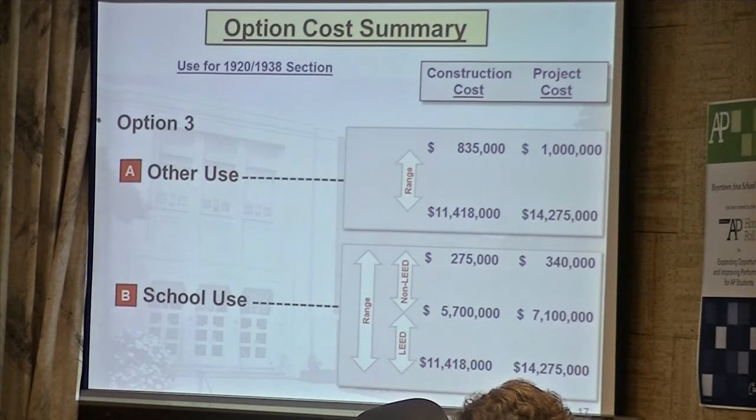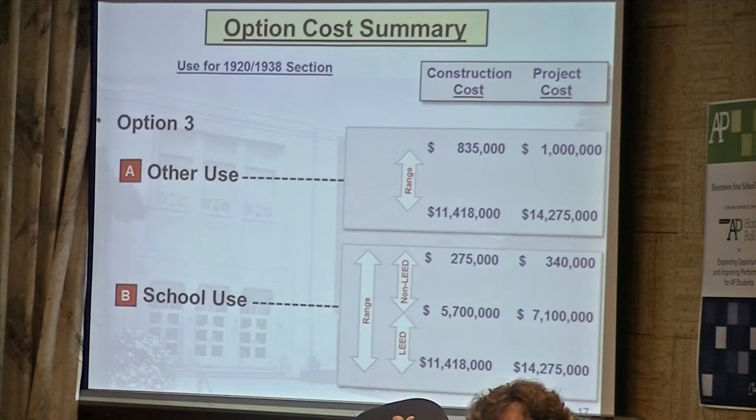For school use, you can see we did it as a non-lead and as a lead. To do a non-lead project, which would mainly get us into that firewall and separate utilities, it's $340,000 to $7 million. And if you did a lead project and kept going all the way to the full renovation, it takes you up to about $14 million. That's just driven by the amount of square footage that's in that building.